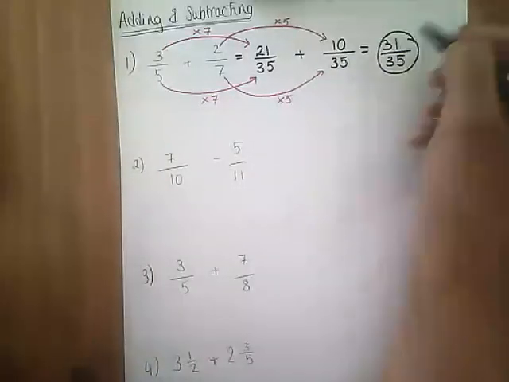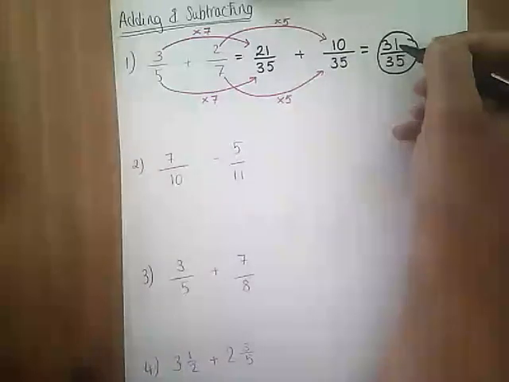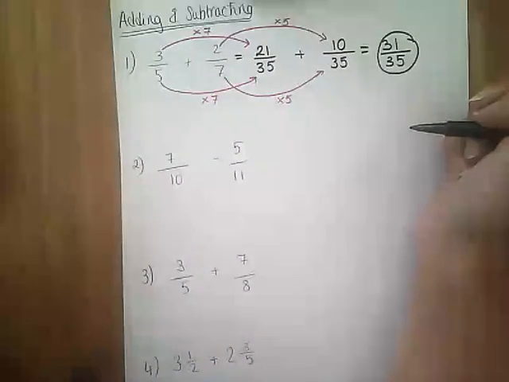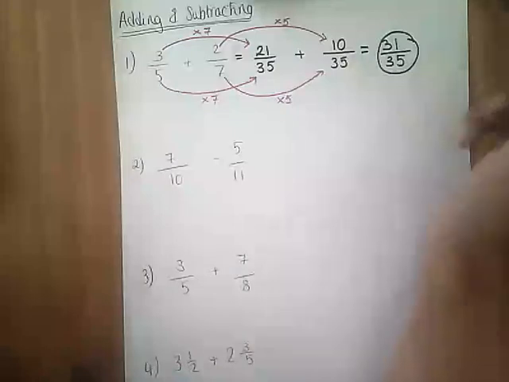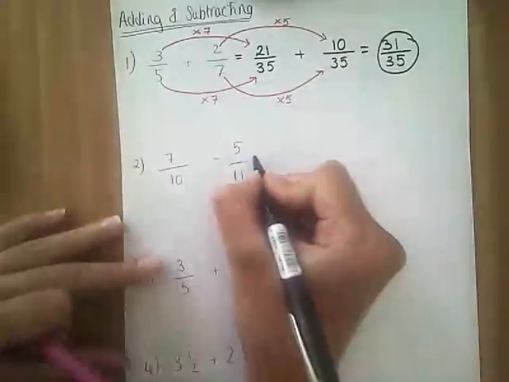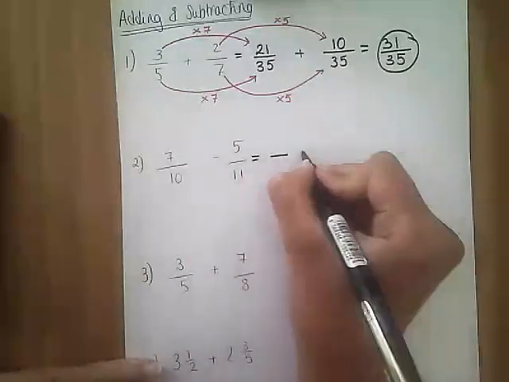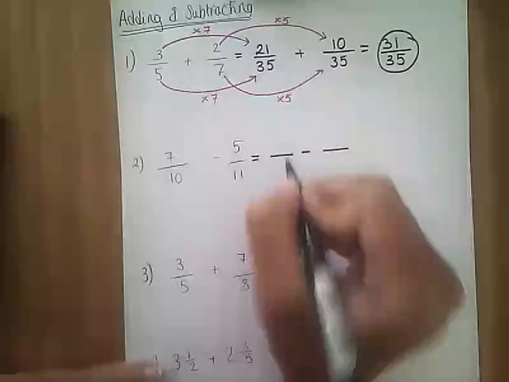Now this doesn't simplify because 31 is prime. There's no number that goes into 31 and 35. Okay? If it was top heavy, you need to make it a mixed number. Okay? Right, question 2. We are subtracting now. 7/10 take away 5/11. Again, when you're subtracting, you need to have a common denominator.